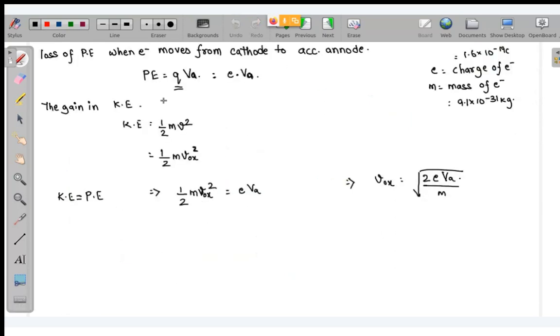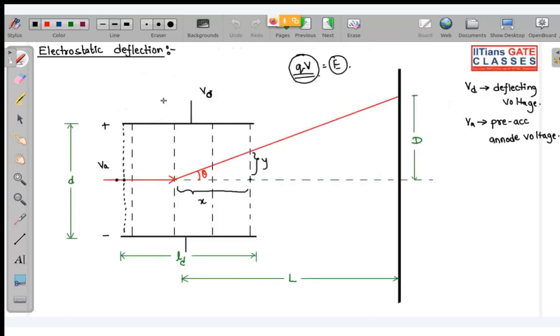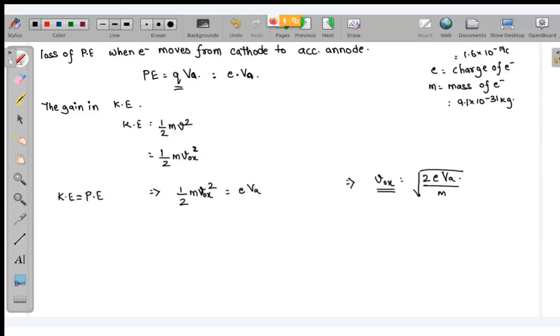Now you might say, sir, there are a lot of things, like this electron might hit some other stationary electrons over here and there might be a loss of potential energy. We don't need to study in that much depth. According to us, everything is happening in ideal condition. So here you can see VA is not affecting anymore. So the velocity in the x-axis is now fixed. So write one point that the velocity remains constant.